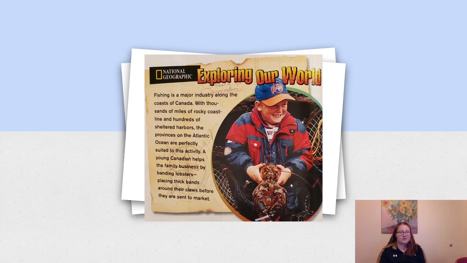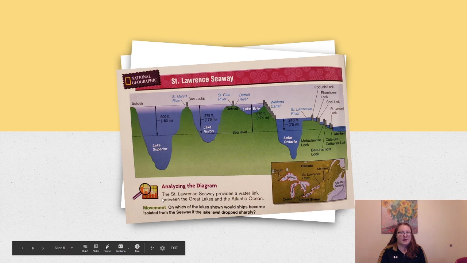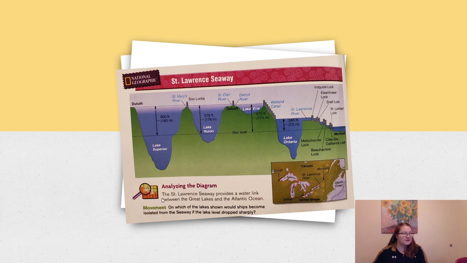Fishing is a major industry along the coasts of Canada. With thousands of miles of rocky coastline and hundreds of sheltered harbors, the provinces on the Atlantic Ocean are perfectly suited to this activity. A young Canadian helps the family business by banding lobsters, placing thick bands around their claws before they are sent to market. St. Lawrence Seaway. The St. Lawrence Seaway provides a water link between the Great Lakes and the Atlantic Ocean. Here you can see how deep these lakes are compared to the sea level.